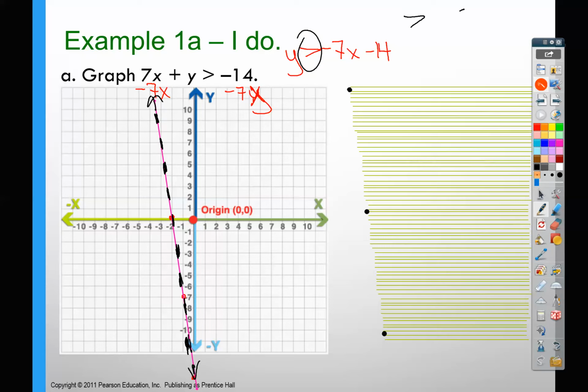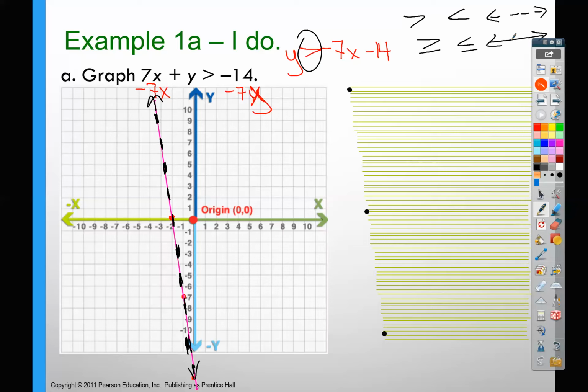Okay, so if you have greater than or less than, you're going to use a dashed line. If you have greater than or equal to or less than or equal to, you're going to use a solid line. Now what you're going to do is use a test point to see which area you need to shade. The best test point to always try out is 0, 0.